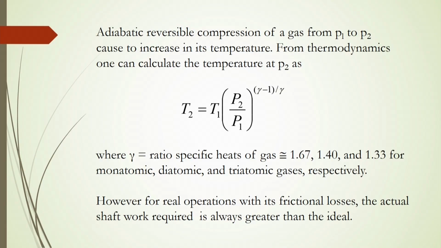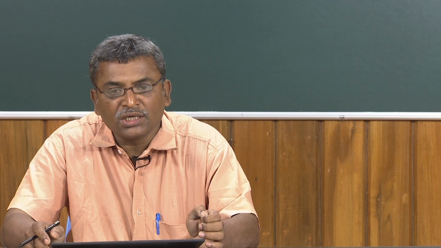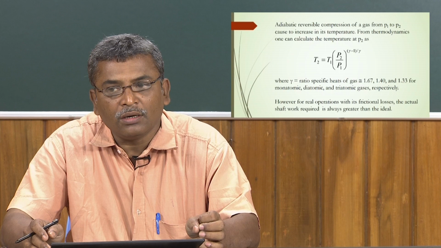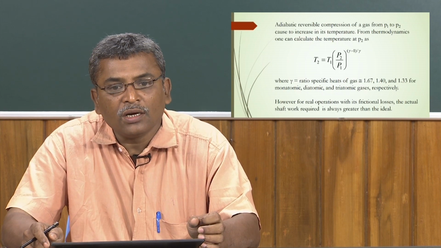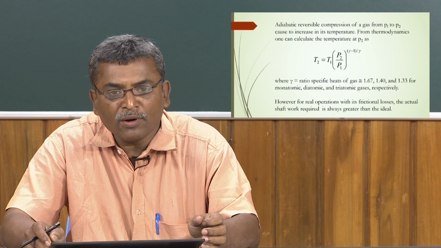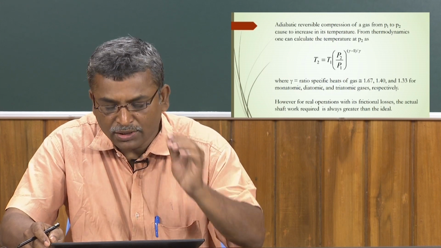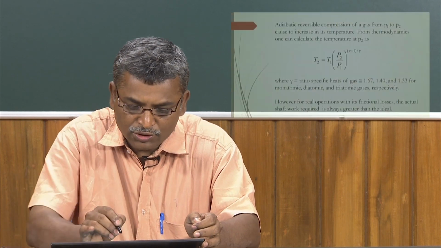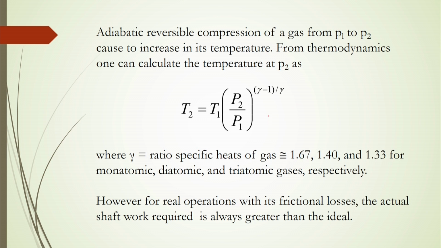Now, adiabatic reversible compression of the gas from the lower pressure P1 to the higher pressure may cause an increase in temperature because of this pressure difference. From a thermodynamics point of view, one can calculate the temperature at P2. That means if we compress this gas from the lower pressure to the higher pressure, at that higher pressure, what should be the temperature change?